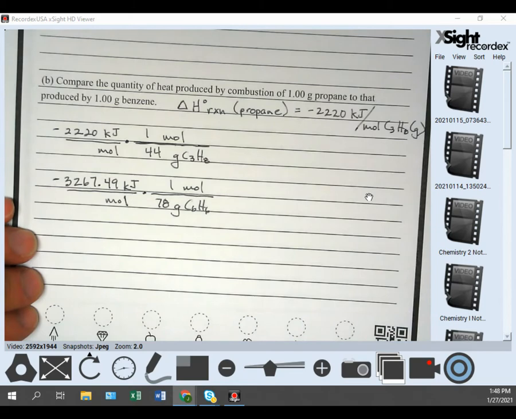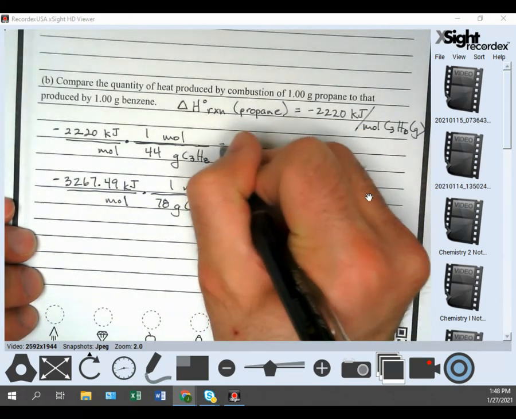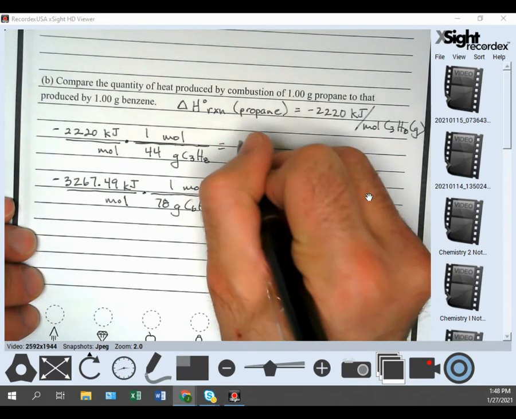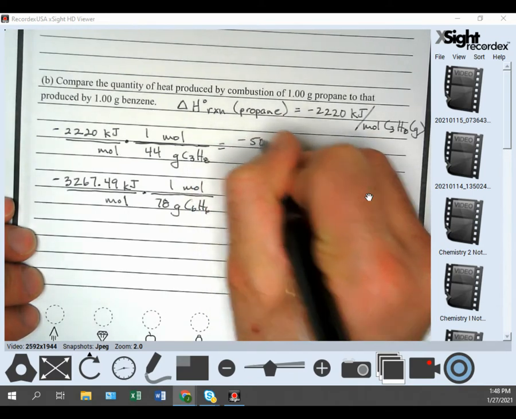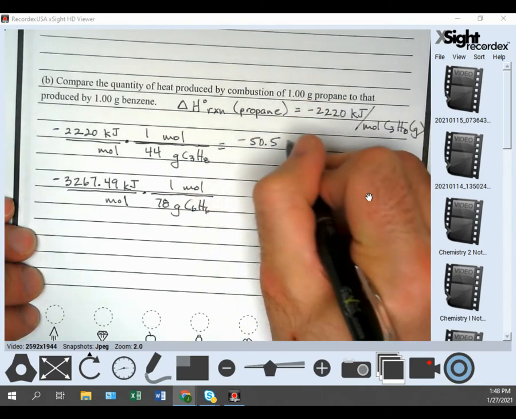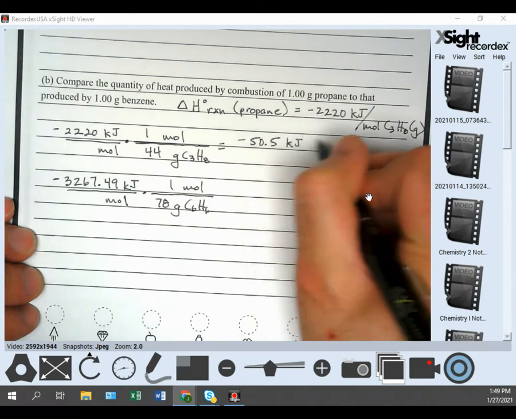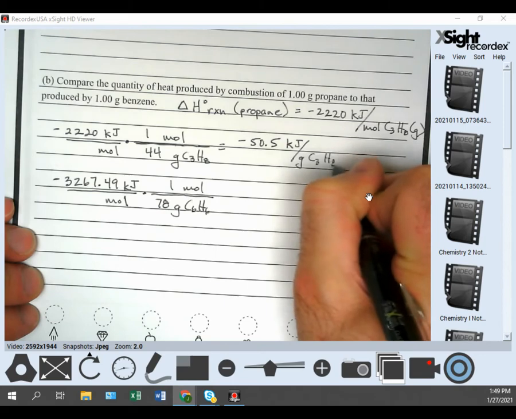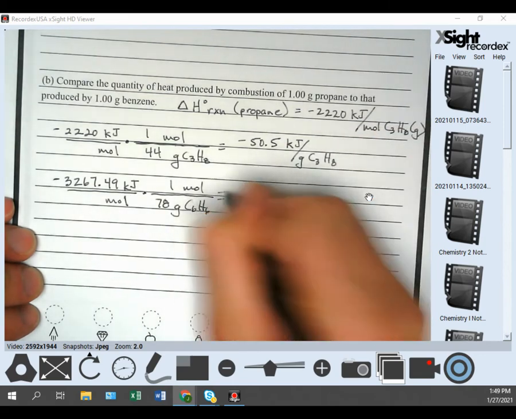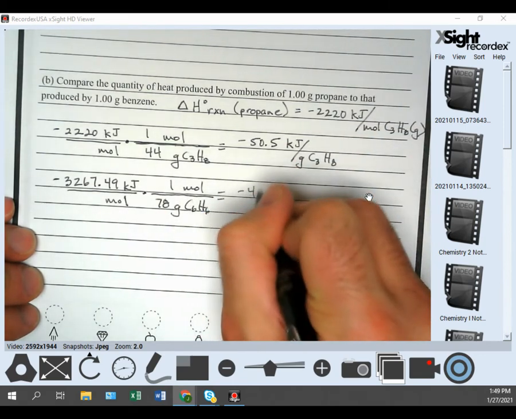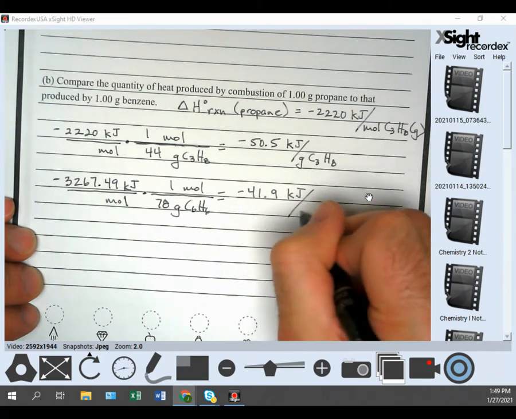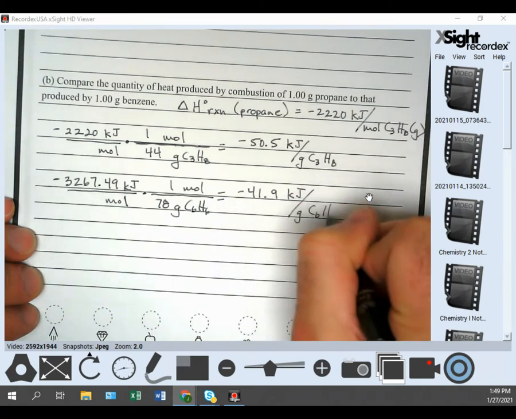Okay, so we convert these from kilojoules per mole to kilojoules per gram. So this first one comes out to be negative 50.5 kilojoules per gram of C3H8. And this one comes out to be negative 41.9 kilojoules per gram C6H6.